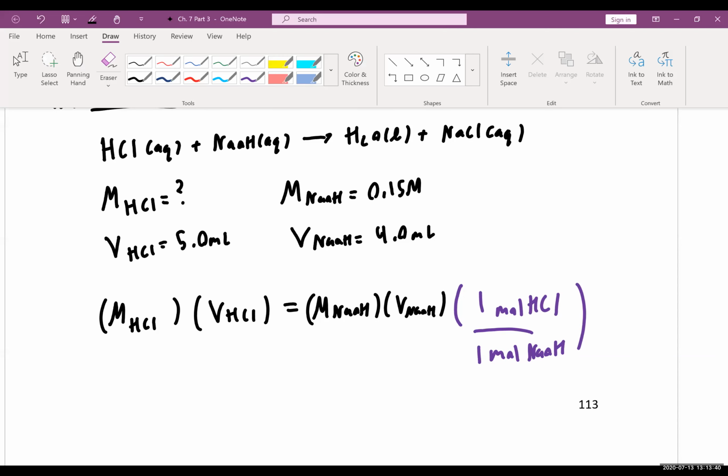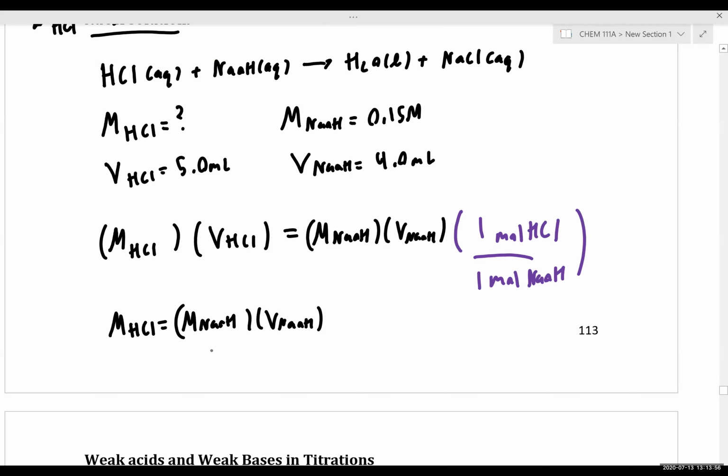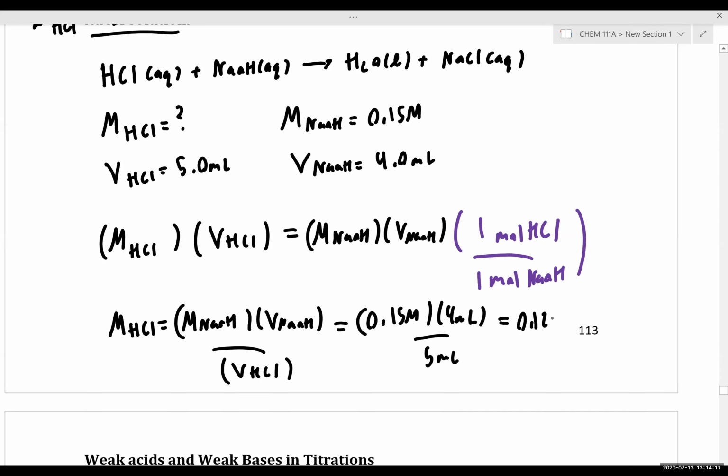Okay. So now that we have that set up, all we have to do is plug in our numbers. So the molarity of HCl is equal to the molarity of sodium hydroxide times the volume of sodium hydroxide over the volume of hydrochloric acid, which gives us 0.15 molar times 4 milliliters over 5 milliliters, which gives us 0.12 molar hydrochloric acid.